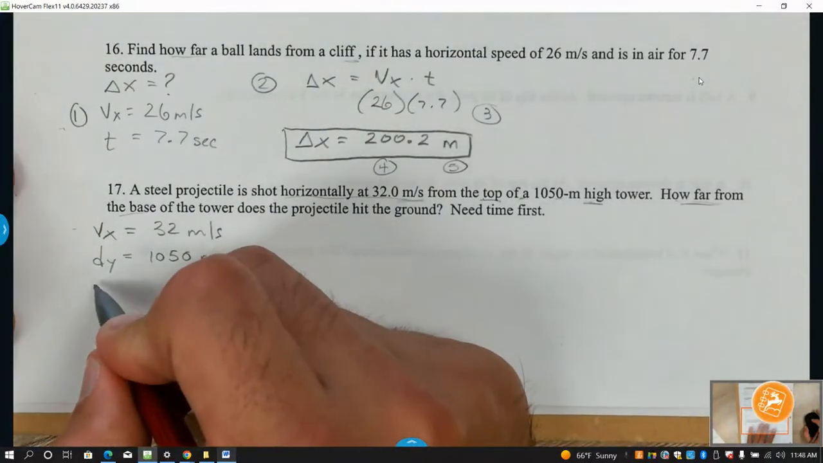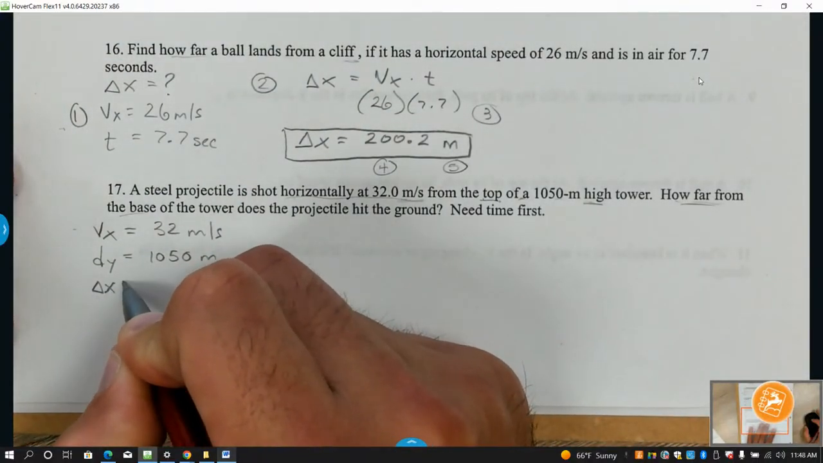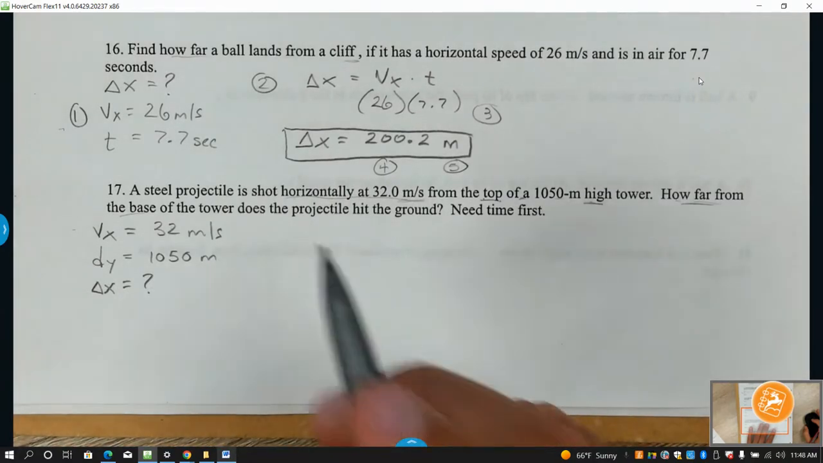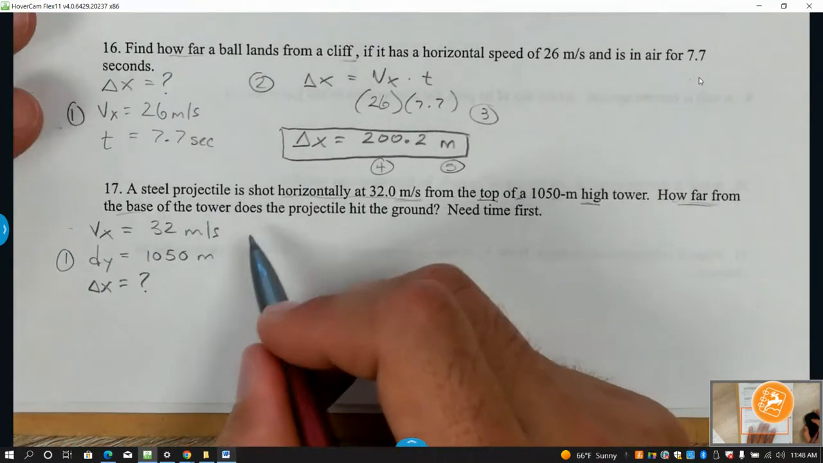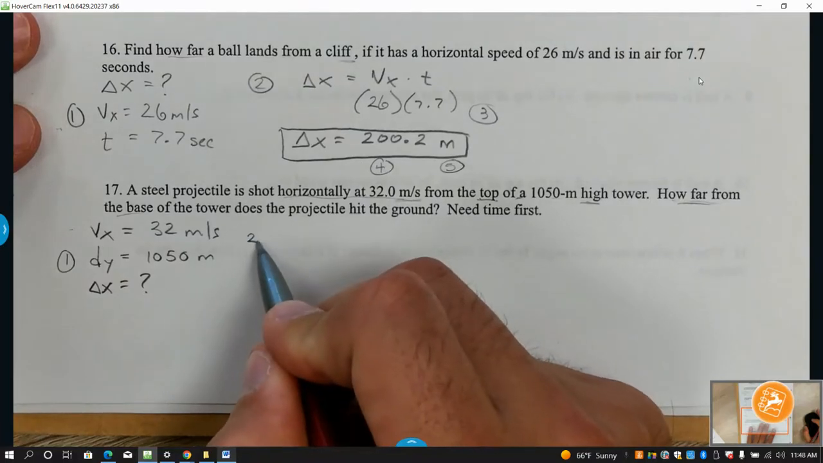Total distance, that's your delta x. That is what we're looking for, my question mark. There are no other pieces of information given here at this time. So, first point.